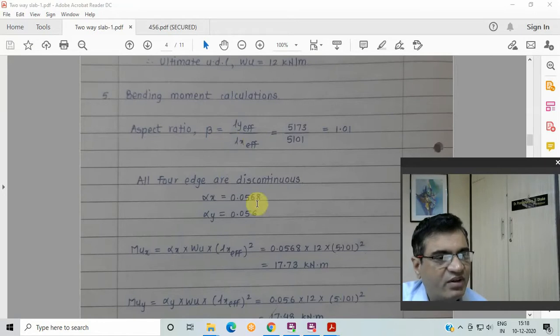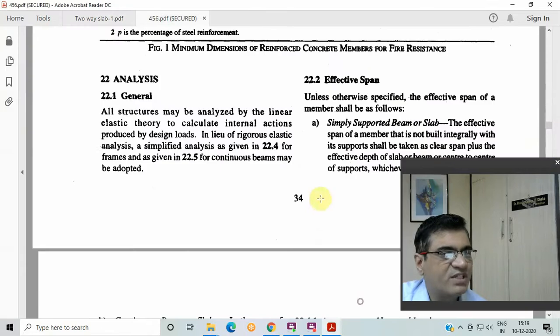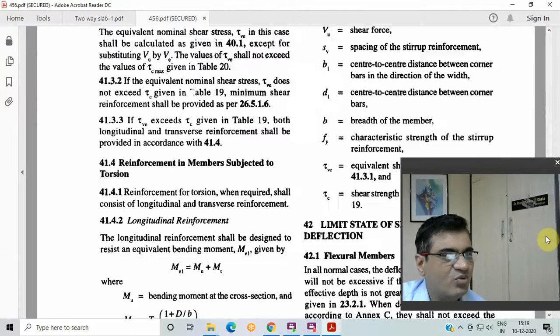Now here we need to refer to the coefficients which are given in IS code. These coefficients are given on page number 91. Let's move to these coefficients.